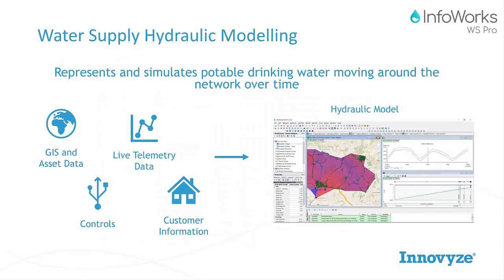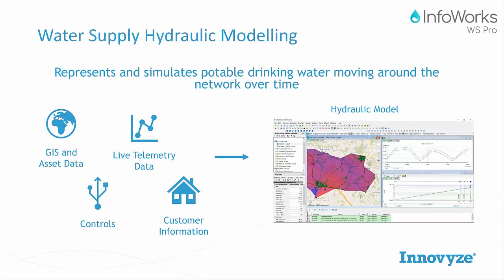So to do this, the application we have at Innovise, InfoWorks WS Pro, brings in a whole range of third-party data sources together to accurately represent your water network, both existing and then new. InfoWorks WS Pro is a standalone modelling platform, so independent of any GIS, SAP or telemetry platform, which means that range of data can be used to build a model and continue to update that automatically.